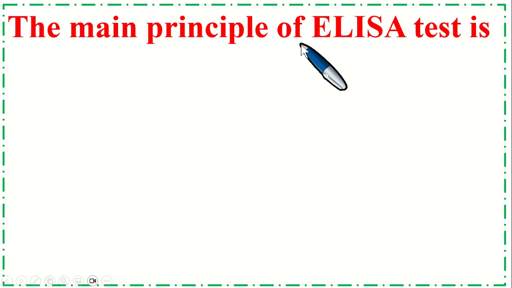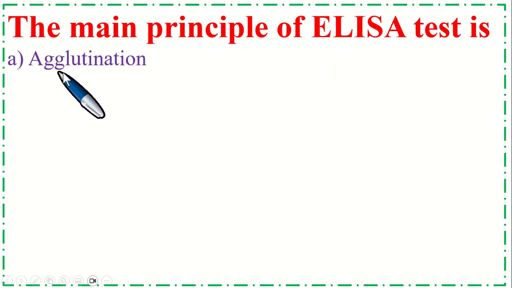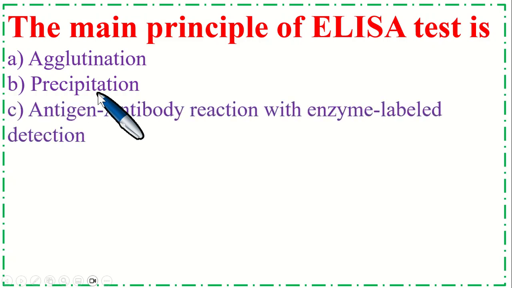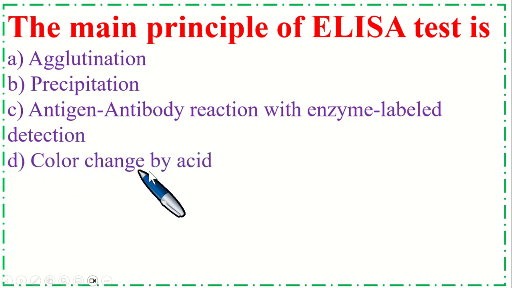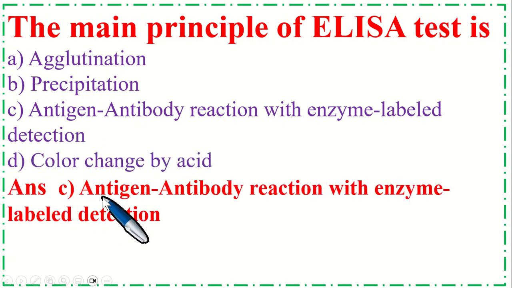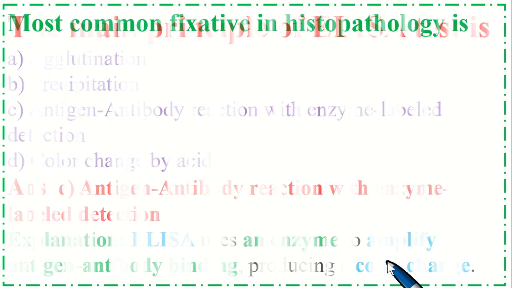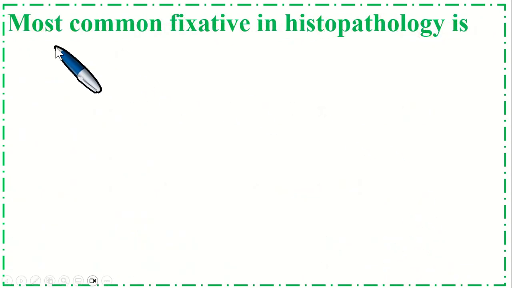The main principle of the ELISA test is option A agglutination, B precipitation, C antigen antibody reaction with enzyme label detection, and option D color change by acid. So the correct option is C, antigen antibody reaction with enzyme label detection. Explanation: ELISA uses an enzyme to amplify antigen antibody binding, producing a color change. This is a very important MCQ.